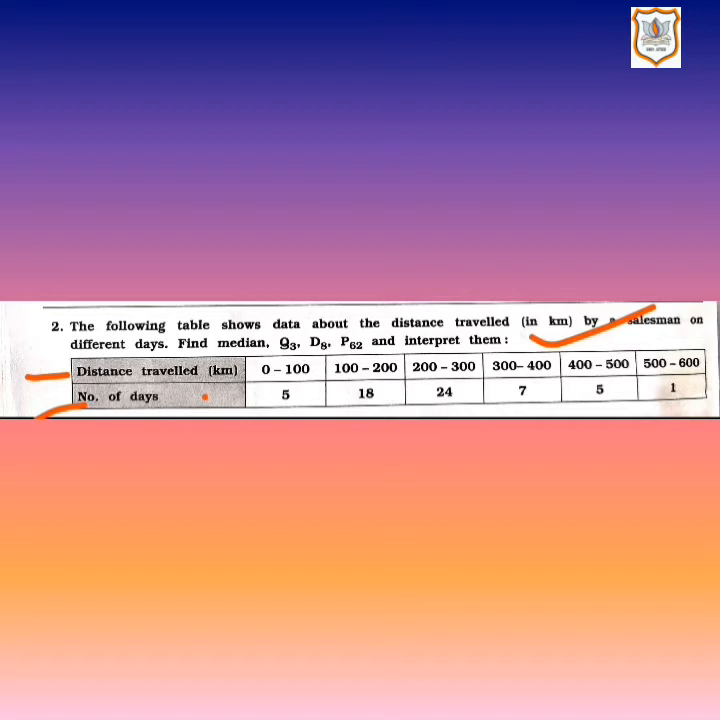As here you can see classes are given: 0 to 100, 100 to 200, 200 to 300, 300 to 400, 400 to 500 and 500 to 600. Whenever a continuous frequency distribution sum is there, we will first find cumulative frequency from frequency. This is number of days, this is frequency. So from frequency, we will first find cumulative frequency. Let's solve the sum and be more clear.